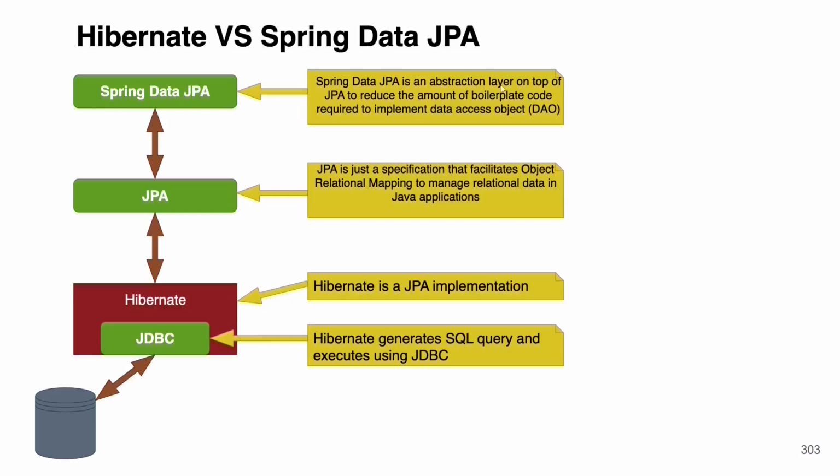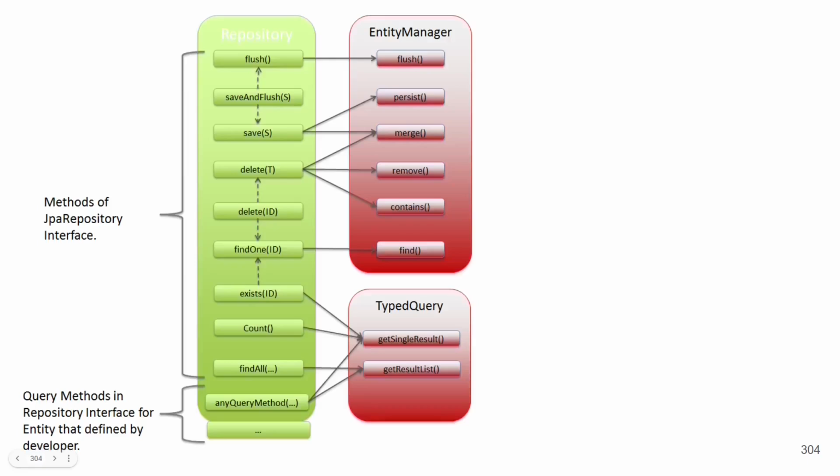This is the abstraction layer on top of JPA to reduce the amount of boilerplate code required to implement the DAO. JPA is a specification that facilitates object relational mapping to manage relational data in Java applications. And then at the bottom we have Hibernate as a JPA implementation, and this generates the SQL queries and executes using JDBC. This is the repository entity manager view.